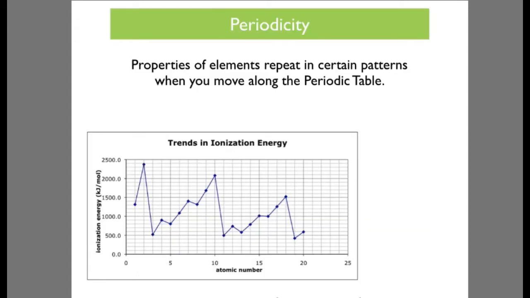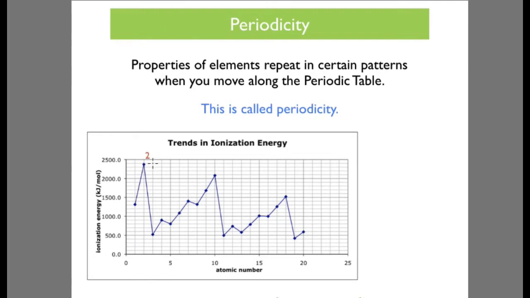Properties of elements repeat in certain patterns when you move along the periodic table, and we call this periodicity. You can see in this graph the trends in ionization energy for atoms. We've got atomic number along the bottom of the graph, and ionization energy on the y-axis.